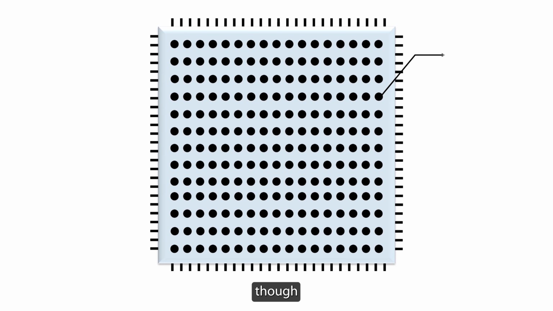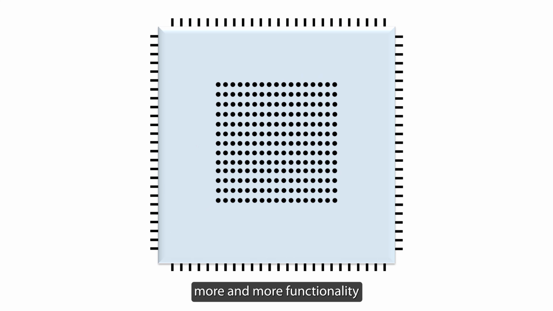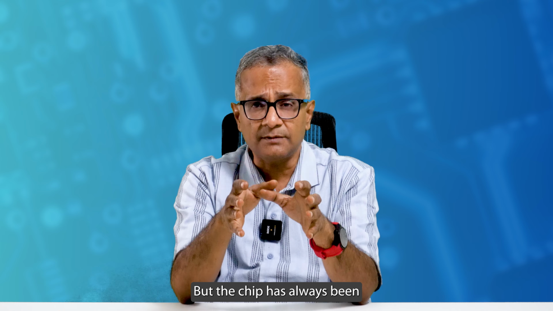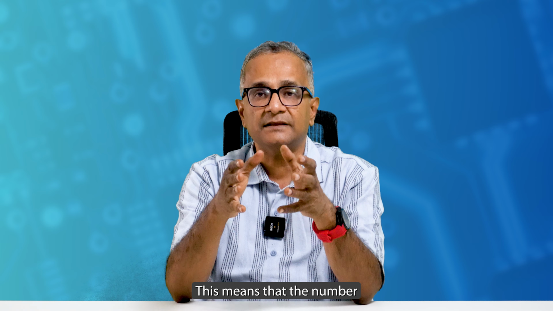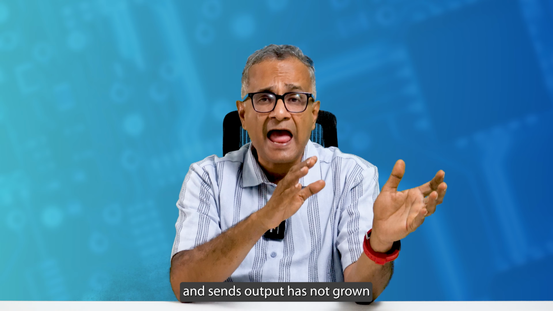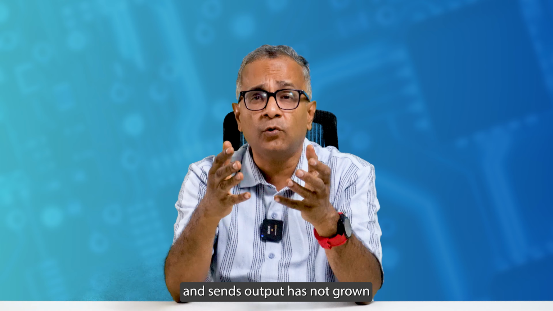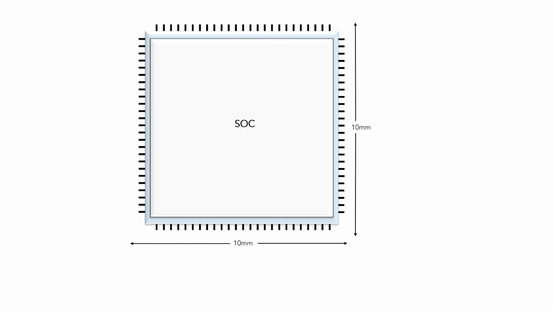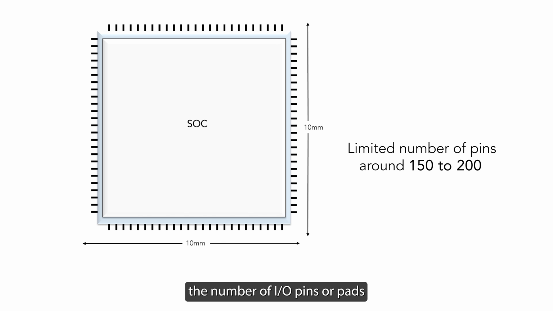Over the years, though the transistor size has reduced, more and more functionality has been added onto a chip. But the chip has always been pad limited. That is, the form factor of a chip has mostly remained the same. This means that the number of physical pins through which the chip receives inputs and sends outputs has not grown in numbers. In a typical 10mm by 10mm chip, the number of I/O pins or pads is typically around 150 to 200 pins.